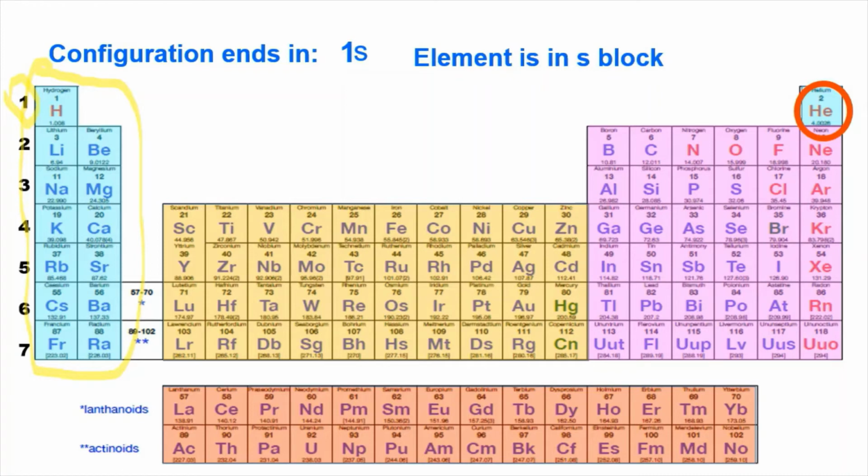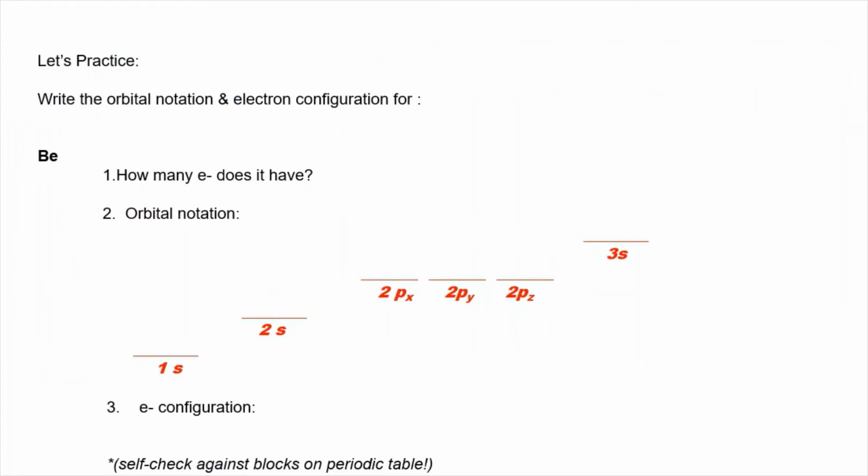And then if we were to count, helium is not in the first column of that group, it's in the second column of the s block, so it should end with an exponent of 2. And because it does, it matches exactly where helium is in the table, and when we counted up the exponents, it added up to helium's atomic number. We know that we wrote our configuration correctly. So let's try another example.